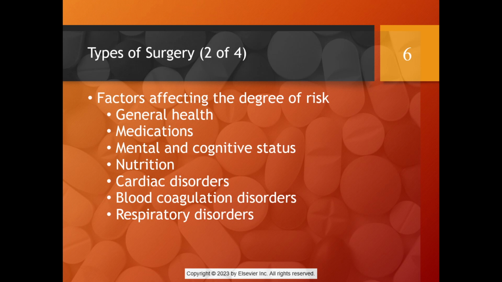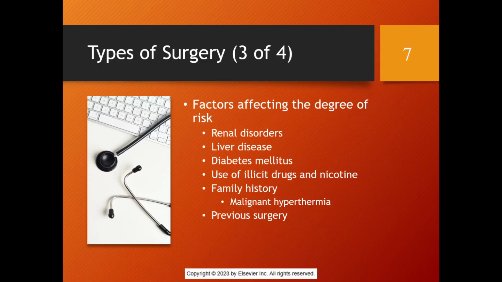Slide 7. Continuing our exploration of factors that influence surgical risk, we delve into additional considerations that contribute to the complexity of perioperative care. Renal disorders, for instance, can affect fluid and electrolyte balance, potentially complicating anesthesia management and postoperative recovery. Similarly, liver disease can impact drug metabolism and blood clotting, necessitating careful perioperative planning.